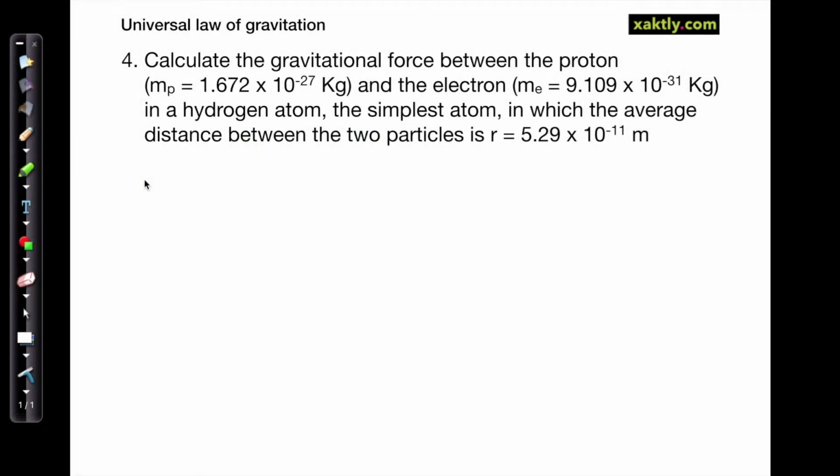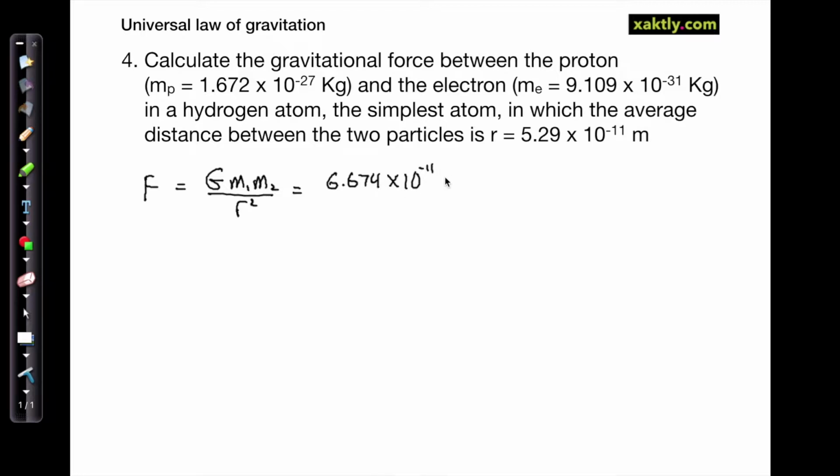Well, in this example, we're going to use the universal law of gravitation to calculate a force between two objects in a really straightforward way, except this time those two objects are going to be a proton and an electron in a hydrogen atom.